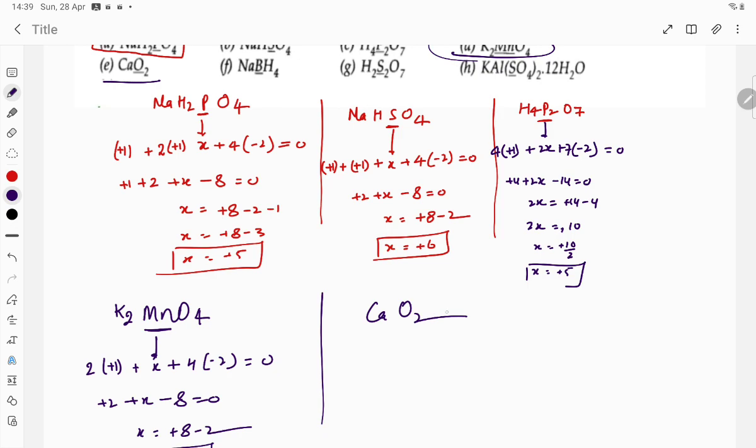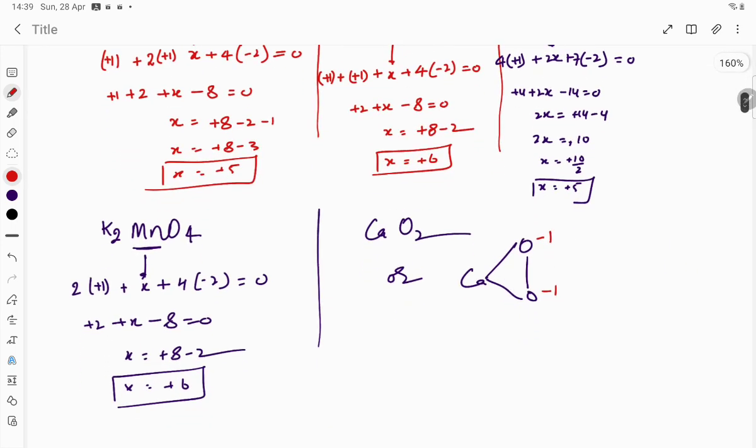CaO2. Now this structure, students, you need to draw the structure of this one. This is O, here is O. Now in the peroxide, this is the peroxide ligand, this is -1 and this is -1. The oxidation state of oxygen in peroxide is going to be -1, students, right? So here, if you consider X plus 2 oxygen, each oxygen -1, is equal to 0.